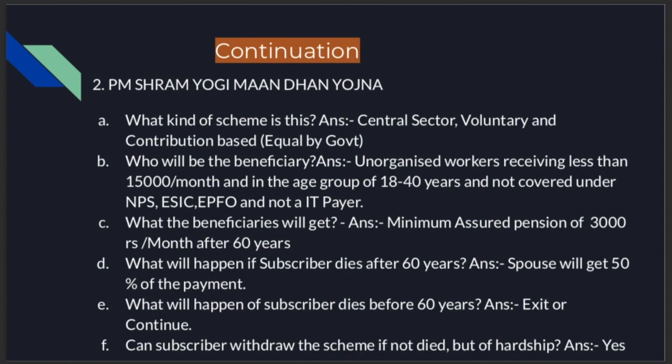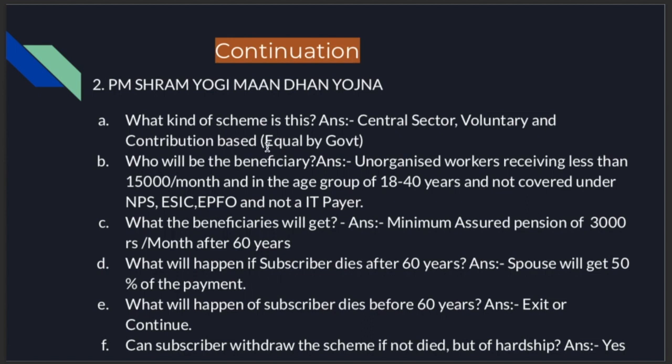Whenever the scheme is related to some kind of pension, you will have to look into whether there is an exit option, and whether, if the beneficiary dies, or in the case of any unprecedented death, the spouse will be the beneficiary of that particular scheme or not. This is very important, because what I have observed for the last 5 years is that you are generally in the habit of mugging up that it is a central sector scheme, it is a centrally sponsored scheme, who are the beneficiaries, but you always miss this important thing: what will happen if the subscriber dies after 60 years. Therefore, I am dealing with it in detail.